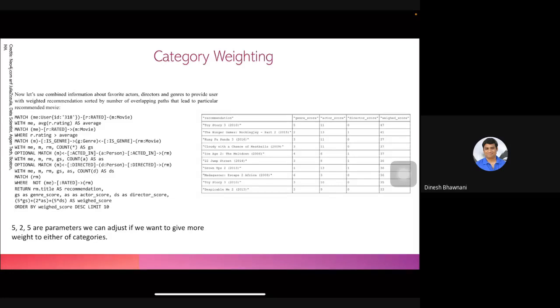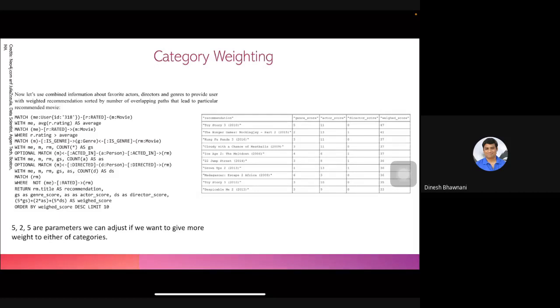If you want to bring everybody together, how to assign importance? Oftentimes, if you want to solve the importance assignment issue, whether it be neural networks or other aspects, weighting is a common tactic. Okay, so we will assign weights, combine information about favorite actors, directors, and genres to provide user with weighted recommendation sorted by number of overlapping paths.